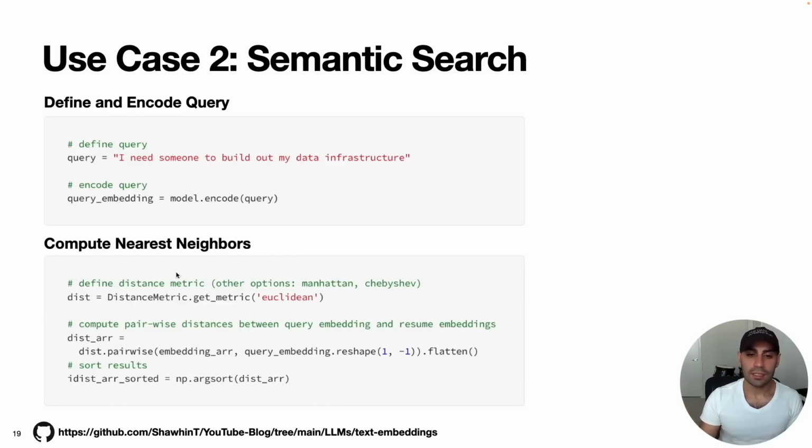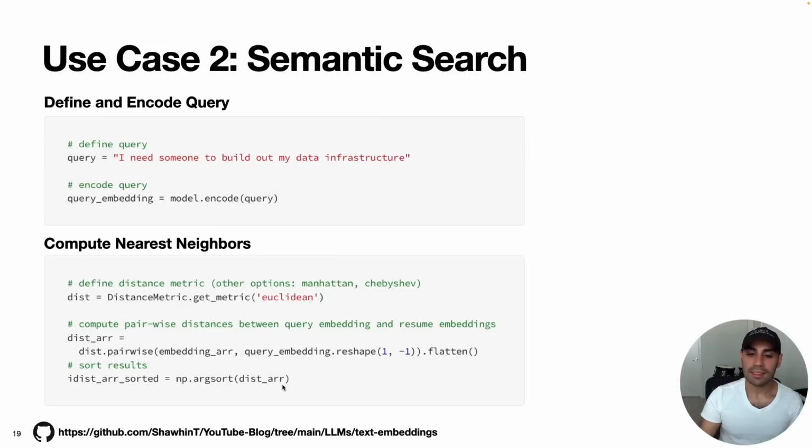And so the way we do that is first I'll define this dist object, which is a distance metric, and then we can compute the pairwise distances between the query embedding and all the resume embeddings in this embedding array that we defined earlier. All these pairwise distances will be stored in dist_array, which is a NumPy array of the distance between the query and every single resume in the dataset. And then we can use this argsort function from NumPy to sort all of the distances in ascending order.